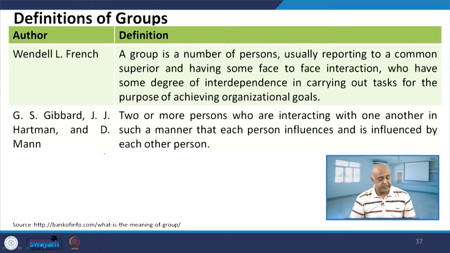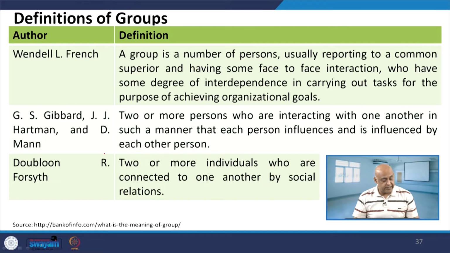Now, J.S. Gibbard, J.J. Hartman, and D. Mann have given this definition: 2 or more persons who are interacting with one another in such a manner that each person influences and is influenced by each other person. This is also somewhat related to our leadership, where 2 or more persons are interacting with each other, and there is influence. In the definition of leadership we have talked about what leadership is: leadership is to influence others, and here in these groups also the members are influencing each other.